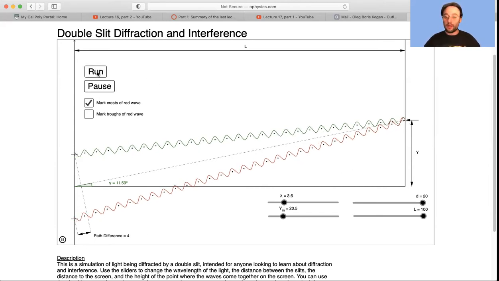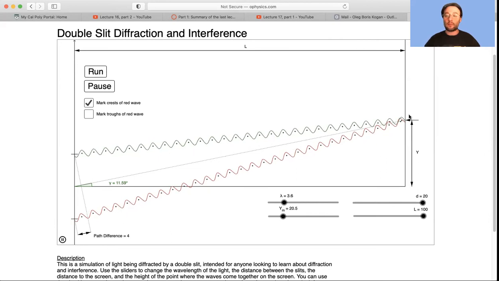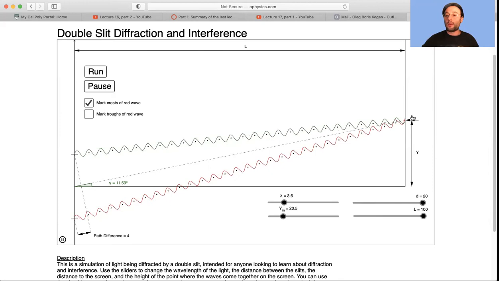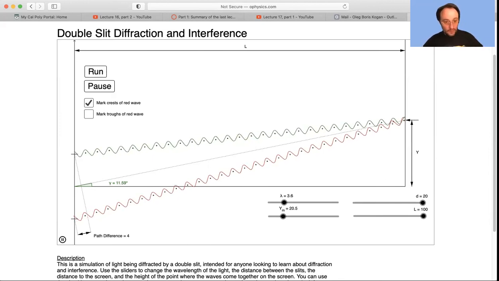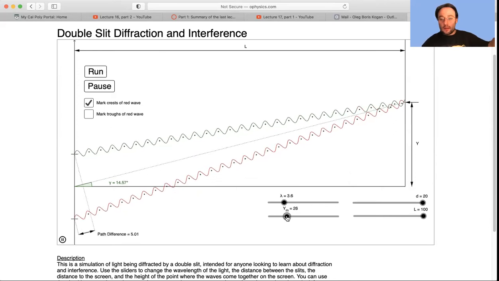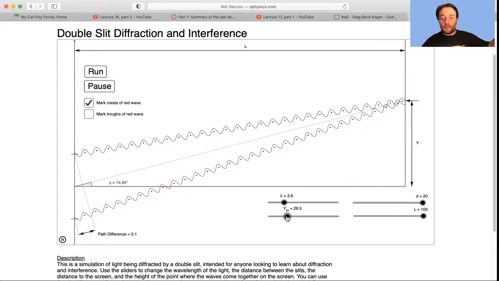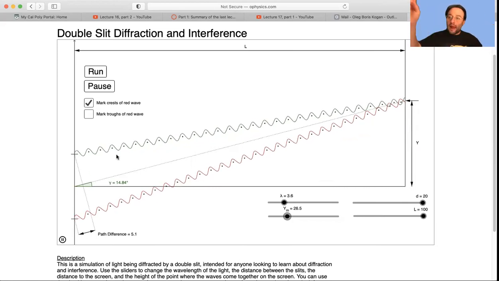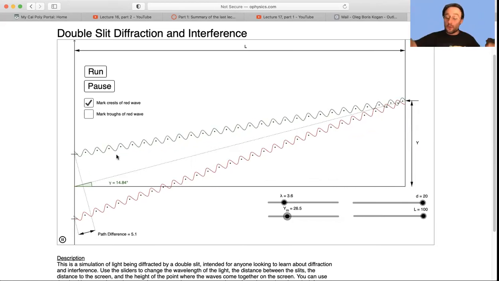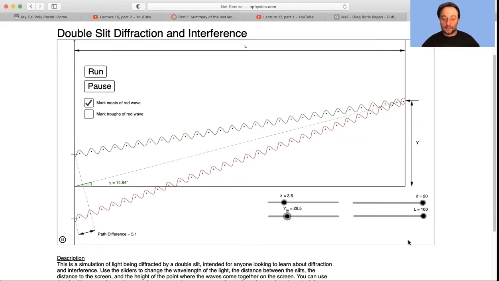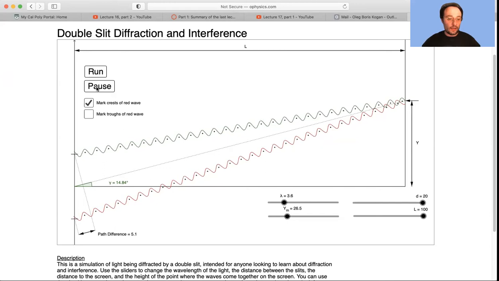So this would be a point of the bright spot. You see, it doesn't matter what moment in time it is, the waves are always exactly in phase. But if I go to some other point on the screen, for example, if I shift right here, now the difference in the length of the path of the green wave versus the red wave is not one wavelength, but 1.5 wavelengths. So let me see if I can catch it right here. I can pause. You can see 1.5 wavelength.